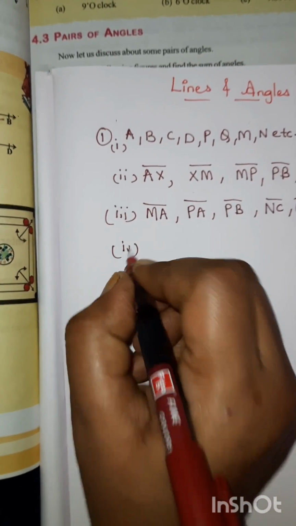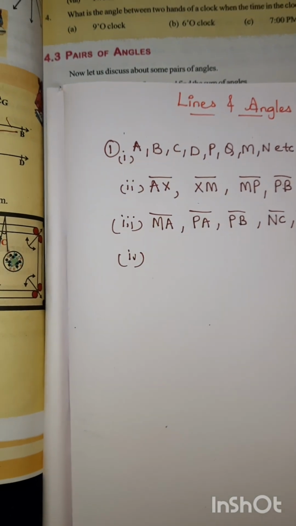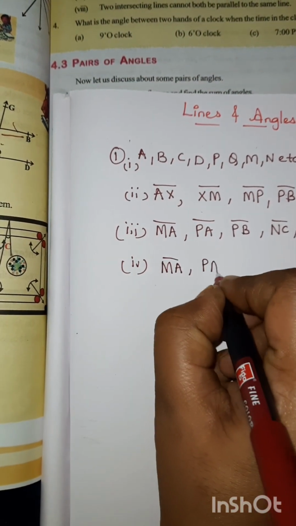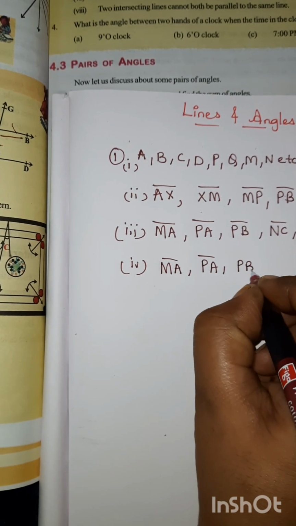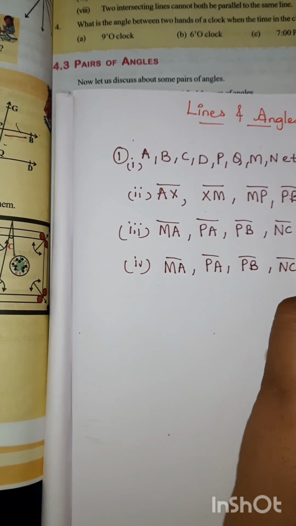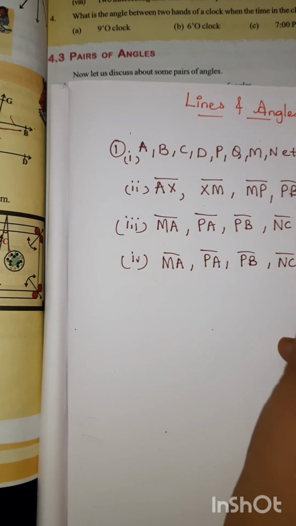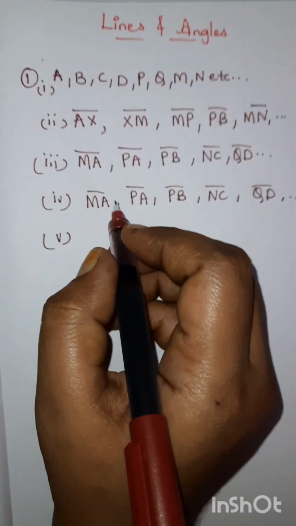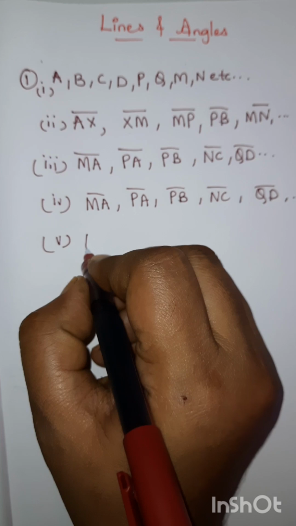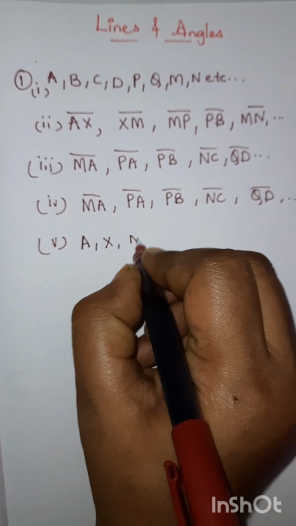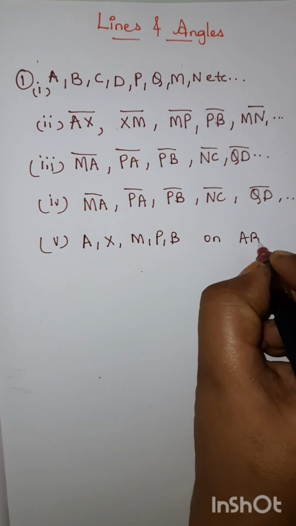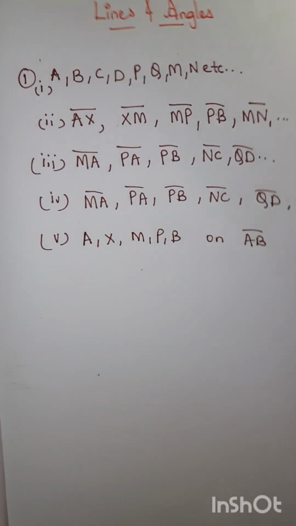Next is any 4 lines. Any 4 lines means MA, as we just discussed, PA, PB, NC, QD. Next is 4 collinear points. Any 4 collinear points means A, X, M, P, B on AB. So this is your first answer.